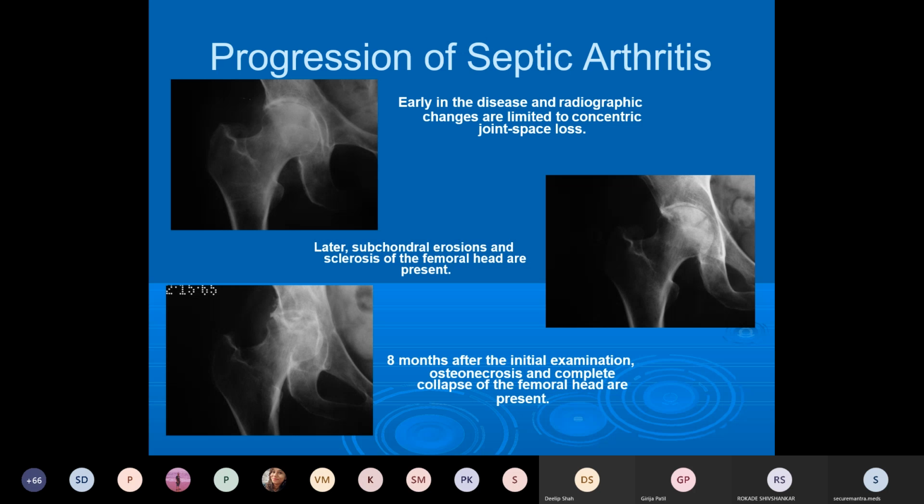So there is a deformed femoral head, the normal surface of the femoral head is completely lost, and there is complete loss of the joint space. So this is the end stage of septic arthritis, which leads into osteonecrosis.